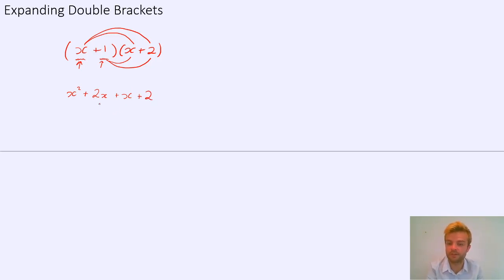Now that's expanded, but typically you'll have to expand and simplify, and there's one part of this that we can simplify because we have 2x here and x here, which means we have 3x altogether. So my final answer would be x squared plus 3x plus 2. Let's look at one that's a bit more complicated.